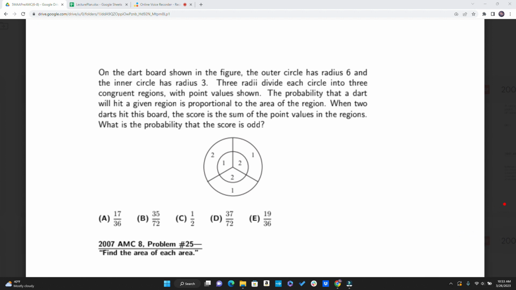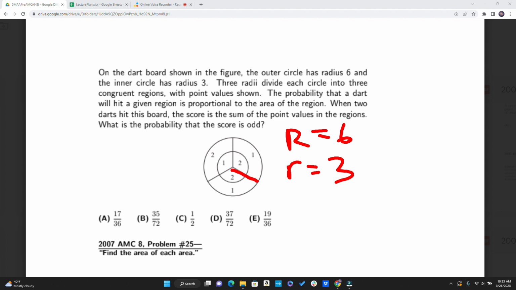The outer circle has radius 6, right? So this line, big R, we'll say that's the big radius, is 6, and the inner circle has radius 3. So little r, the smaller radius, is 3. They divide each circle into 3 congruent regions with point values shown.